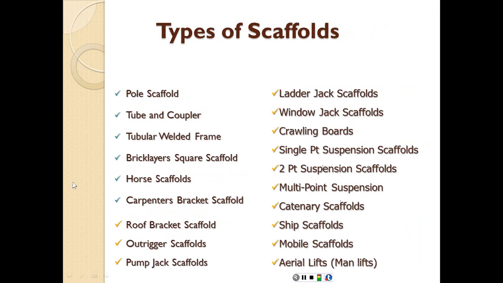So here are some examples of different types of scaffolds. We have the pole scaffold, tube and coupler, tubular welded frame, bricklayer's square scaffold, horse scaffolds, carpenter's bracket scaffold. You can read the rest of them, but again, these are all different types of scaffolds that would fall under the three main categories: platform, suspended, or man lifts.